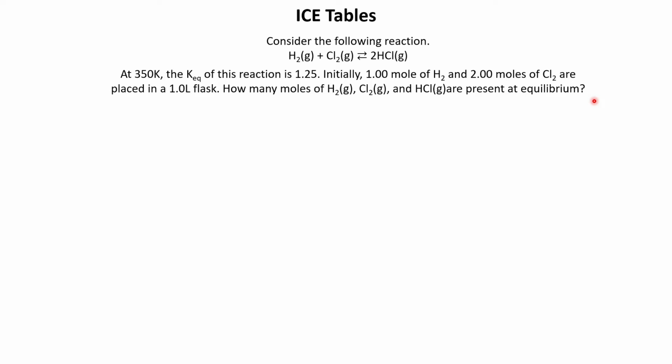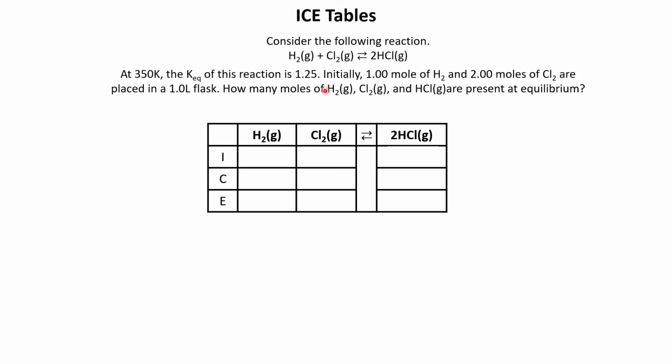We have an initial amount. We're trying to find equilibrium amounts, so we want to use an ICE table. Here is our ICE table. We need to fill in what we know. Remember, I stands for what we have initially. In this case, we are working with concentration. So what is our initial concentration of hydrogen gas? Well, we have 1 mole, and that is in a 1-liter flask. Remember, molarity equals moles over liters. So in this case, this is 1 mole of hydrogen in a 1-liter flask. So our concentration of hydrogen is 1 molar.